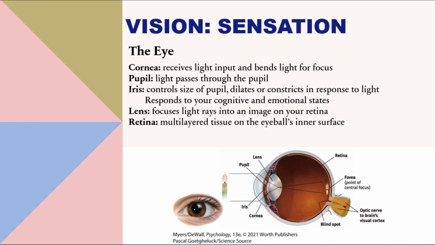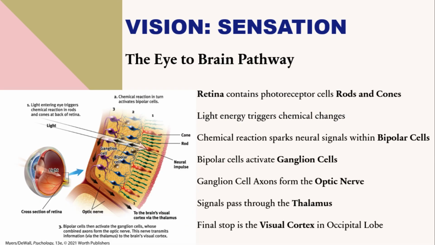Once the light reaches the very back of the eye, it reaches the retina's nearly 130 million buried photoreceptor cells, the rods and cones. The light energy triggers chemical changes. That chemical reaction would spark neural signals in nearby bipolar cells. The bipolar cells activate neighboring ganglion cells, whose axons twine together to form the optic nerve. After a momentary stopover at the thalamus, the information moves on to the final destination, the visual cortex, in the occipital lobe at the back of your brain.